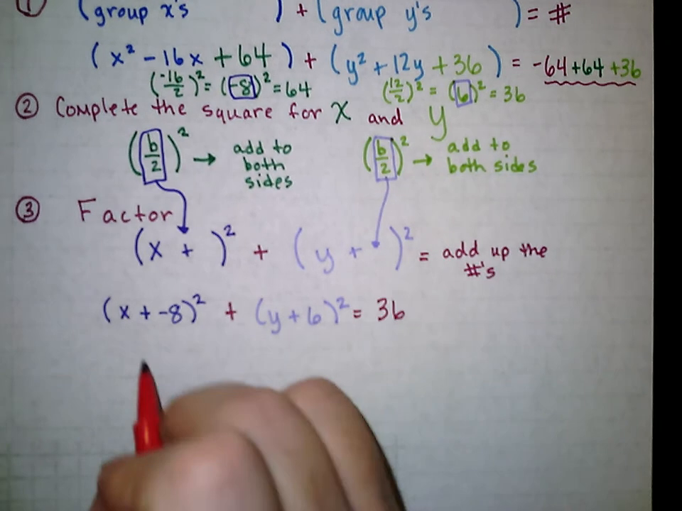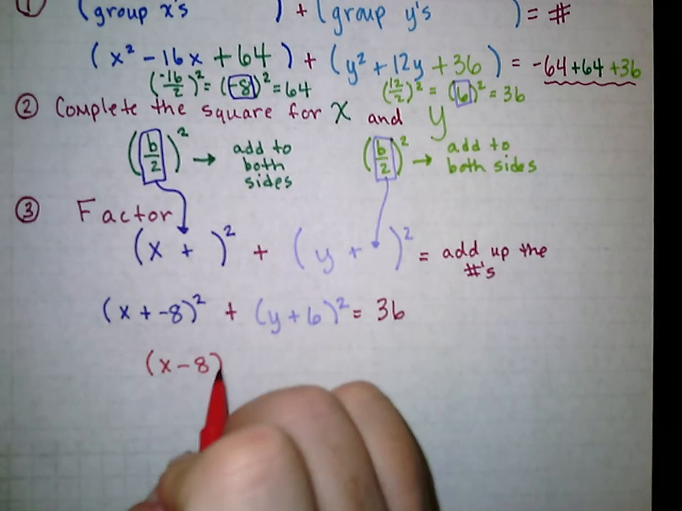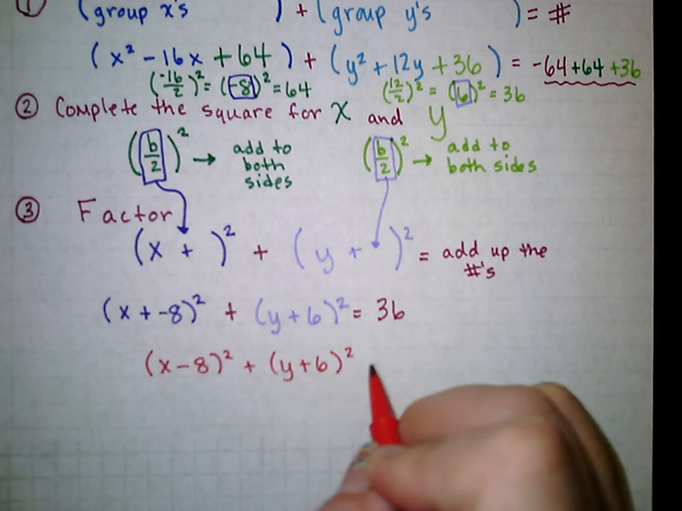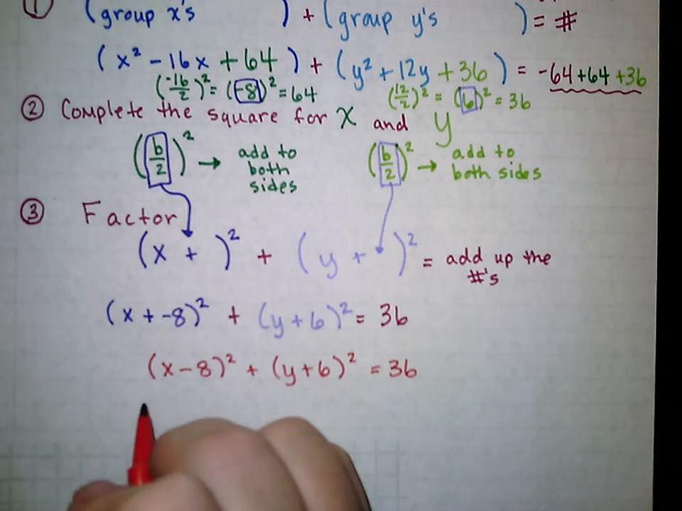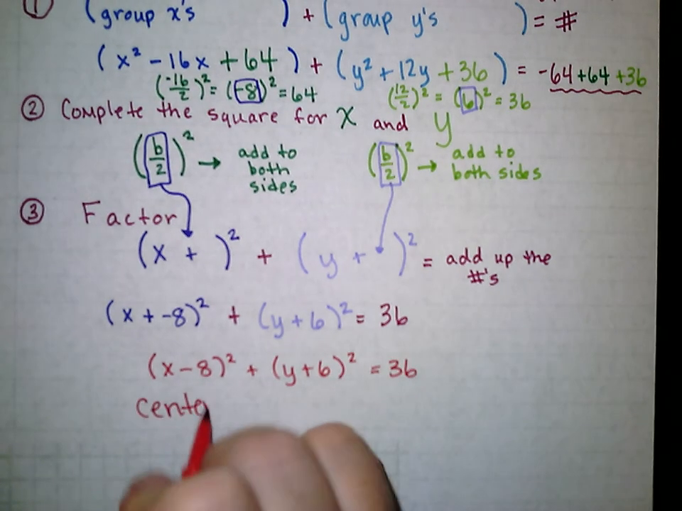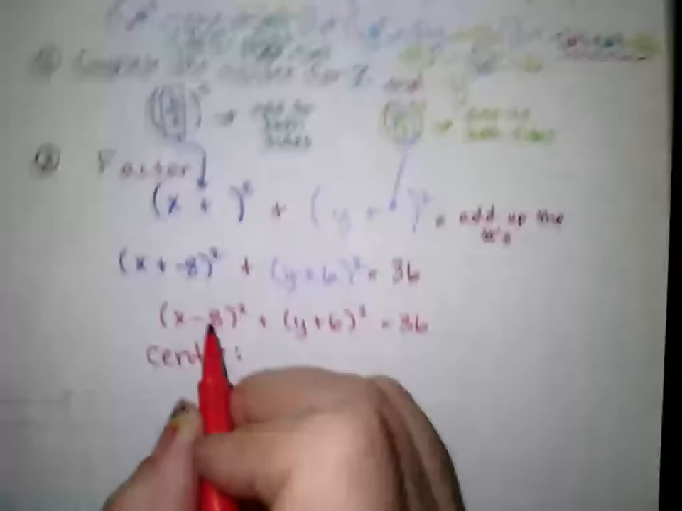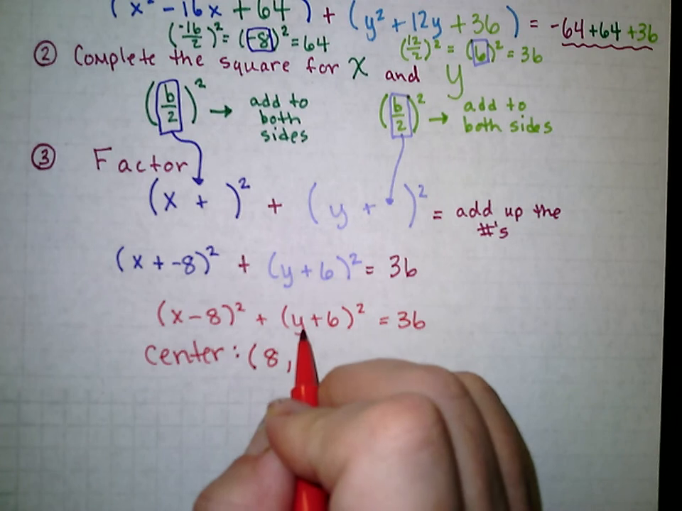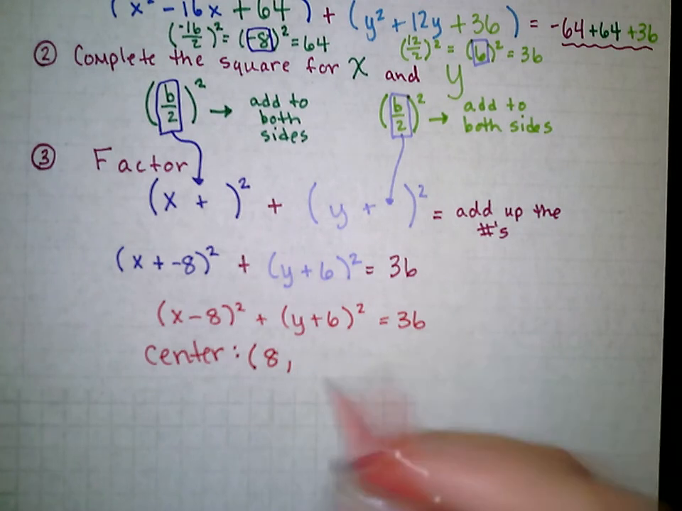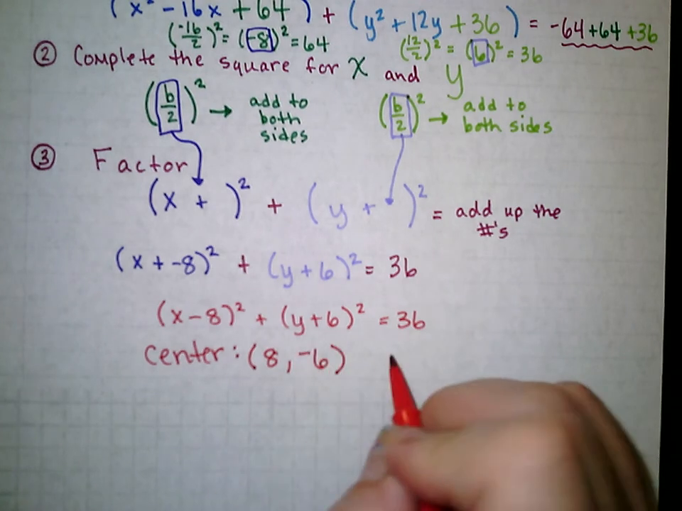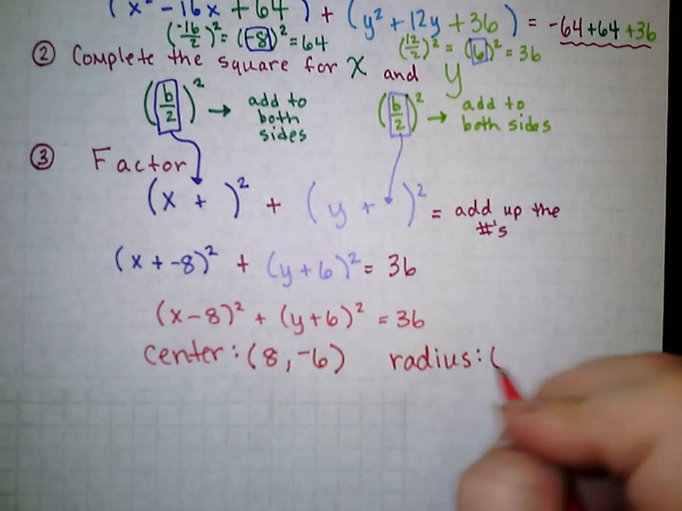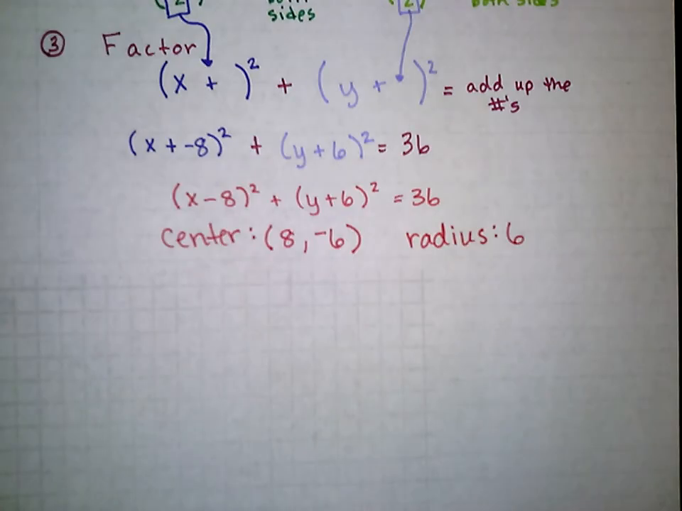So that's going to be x minus 8 squared plus y plus 6 squared equals 36. So that tells me that my center is at x minus 8 equals 0, gives me x equals 8. y plus 6 equals 0 gives me y equals negative 6. And then the radius, remember we take the square root of 36, so that radius would be 6.